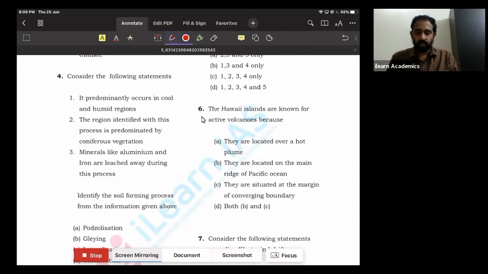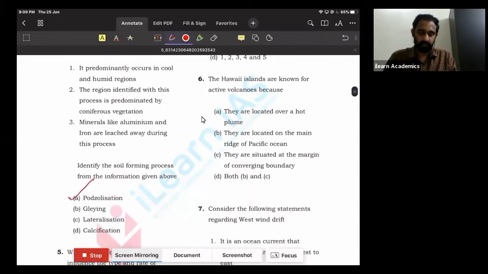So the coniferous vegetation provides an agent called chelluviating agent to the soil, and this chelluviating agent will make the process of leaching away of aluminium and iron to the bottom layers easier. And this particular process is called podzolization. So answer is A.